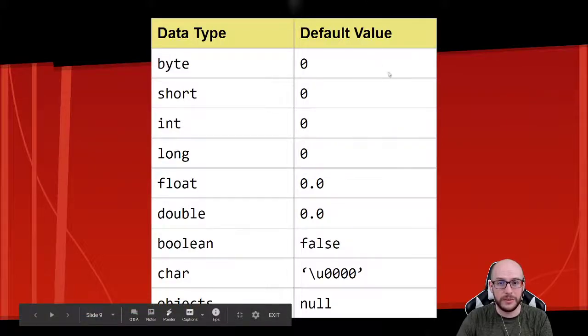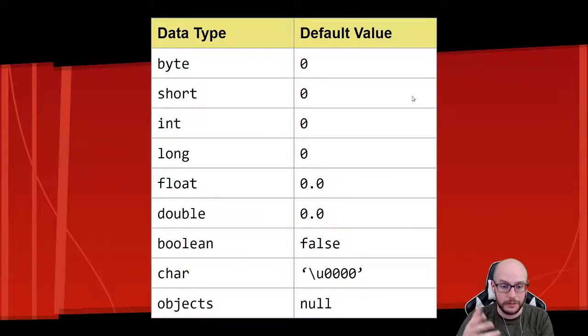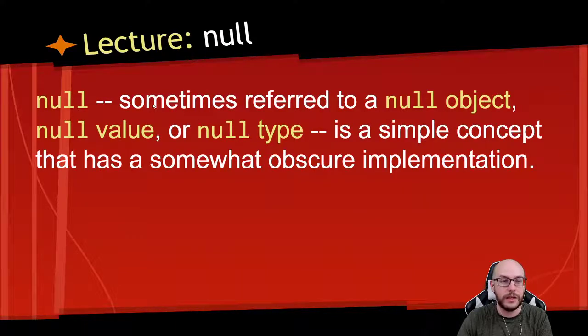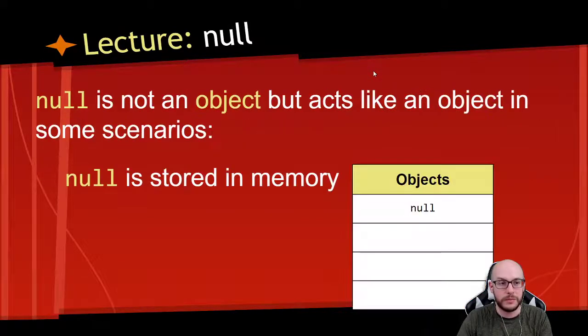Right, so I'm going to add to this. This is effectively all of our data types. We've got those 8 primitive data types, then we've got object, which basically covers everything else. And we're saying that all objects assume a default value of null if you don't give them a value, if you don't initialize them. Null, sometimes referred to as the null object, the null value, or null type, is a simple concept that has a somewhat obscure implementation.